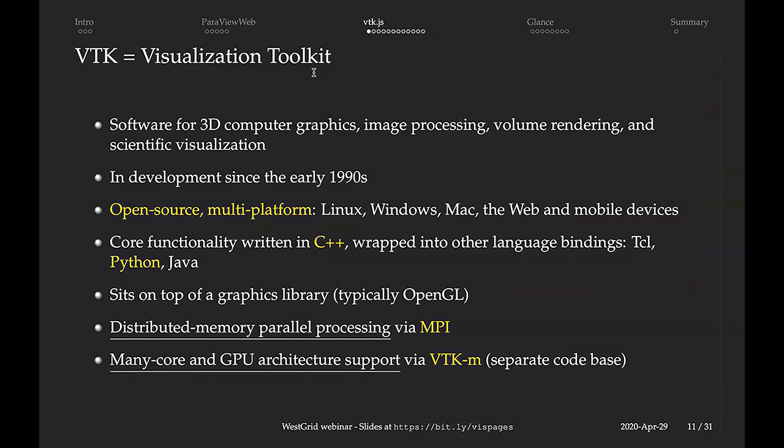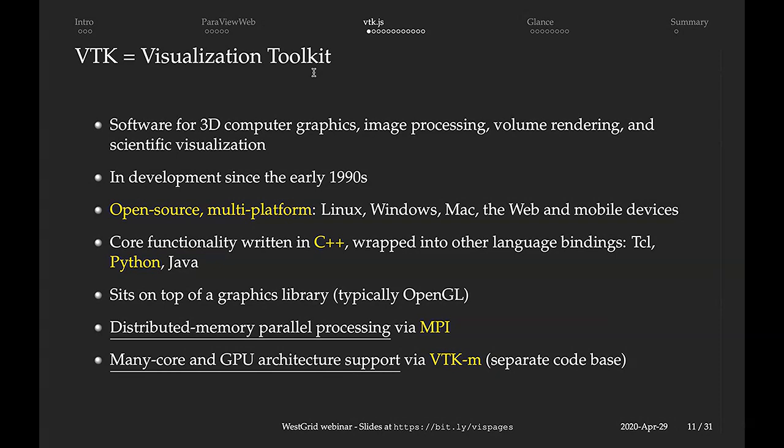It sits on top of a graphics library, typically OpenGL. OpenGL you can run on a graphics card on your laptop. You can also run OpenGL functions entirely in software. That way, you actually don't need a graphics card to run VTK, because on a compute cluster, for example, the vast majority of compute nodes don't have a GPU card.